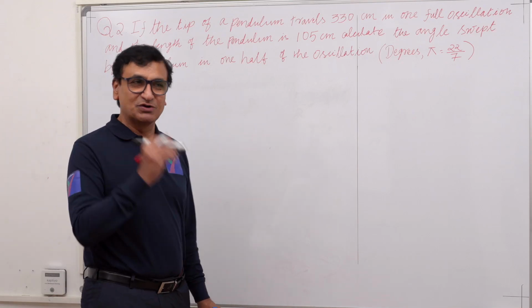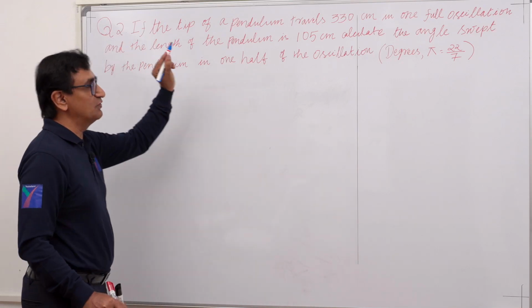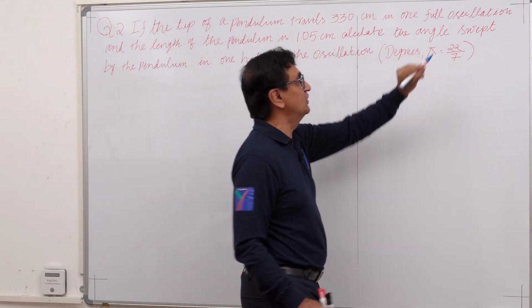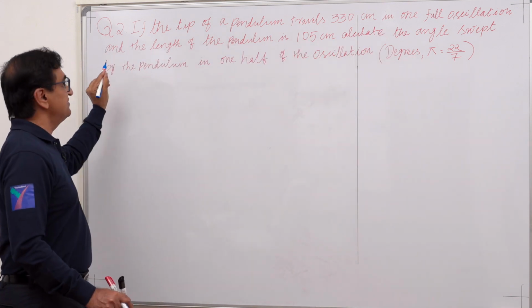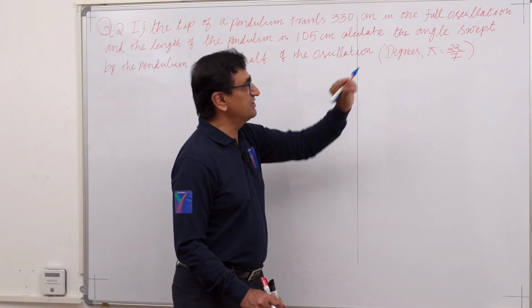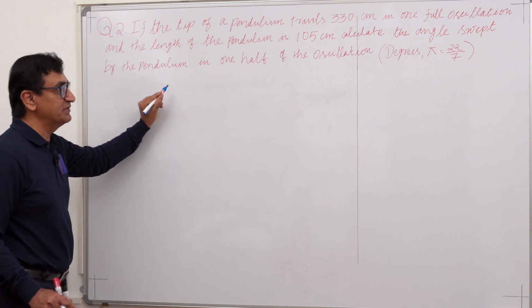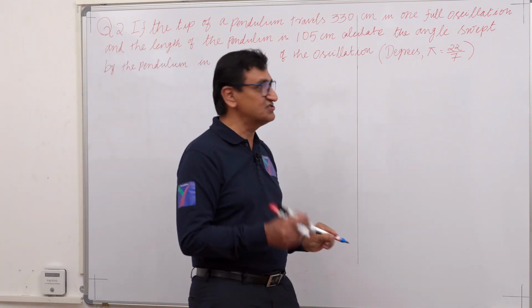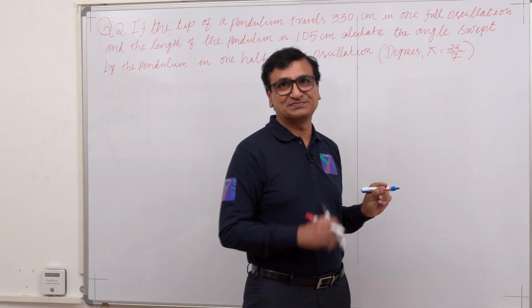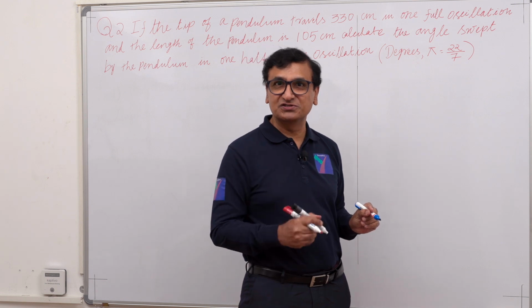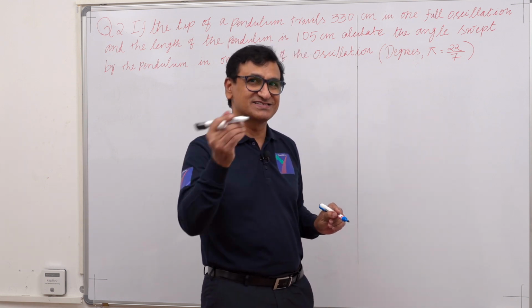Okay, here comes question number 2. If the tip of a pendulum travels 330 centimeter in one full oscillation and the length of the pendulum is 105 centimeter, calculate the angle swept by the pendulum in one half oscillation in degrees, and you can take pi as 22 divided by 7. This is a very simple question, but I have included it to show the conversion from radians to degrees.